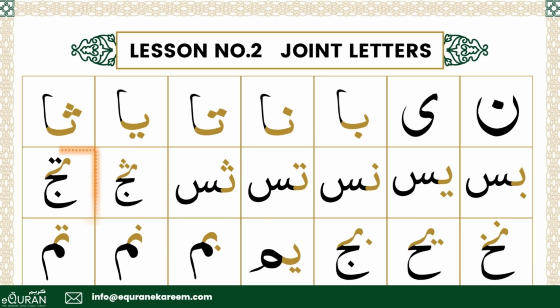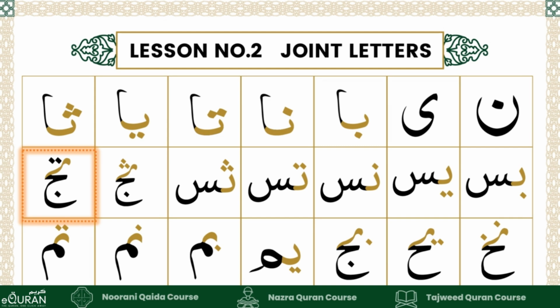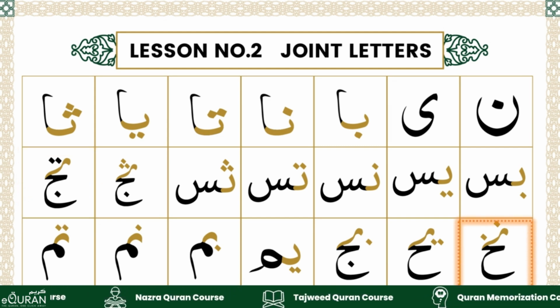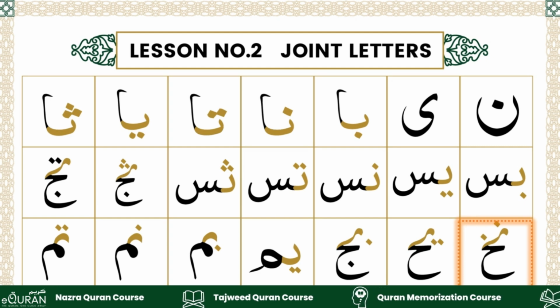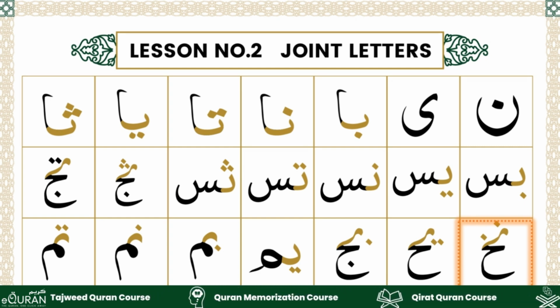Jeem. After that is Ta Jeem. Ta has two dots up, and the bottom one is Jeem, which has a dot in the middle. Ta Jeem. Noon Kha. Noon has one dot up, and also the down letter.